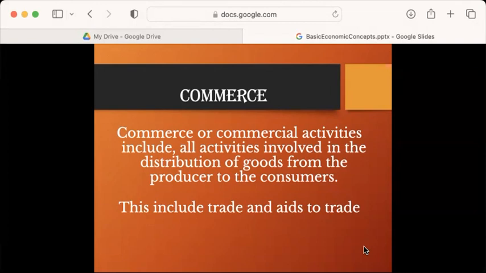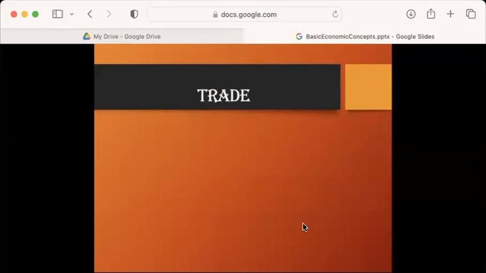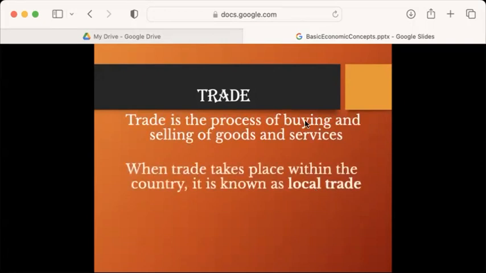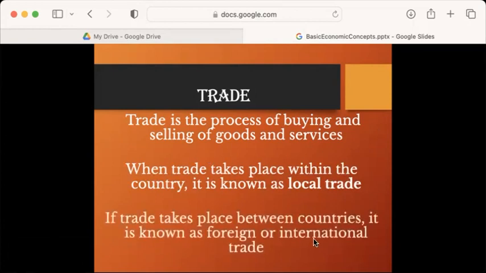So trade, buying and selling, is one part of commerce, and aids to trade means when buying and selling happens, we need some help. We need to give some assistance. We need to help the traders. So those helping, aiding, we say auxiliary services, those are aids to trade. Okay. So trade, as I said, is simply buying and selling of goods and services, but trade can also take place within a country. We call it local trade, or when it takes place between different countries, we call it international trade. All right.